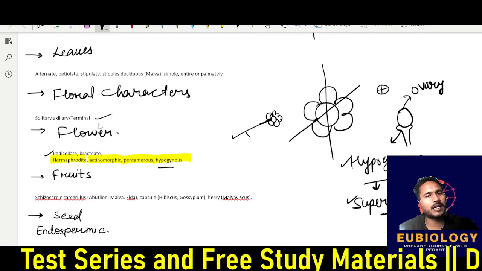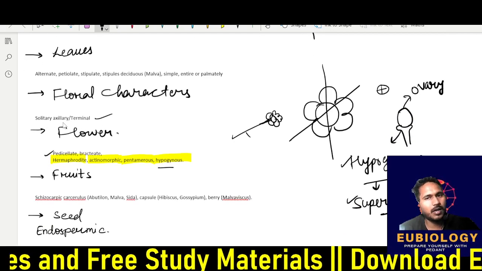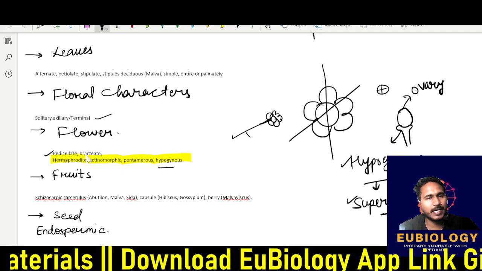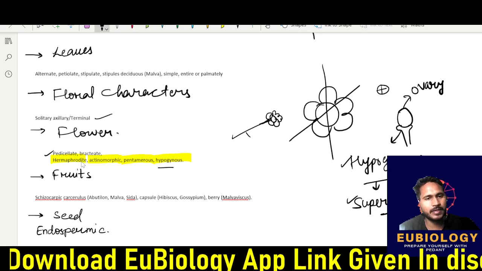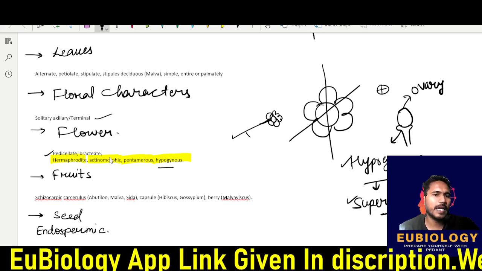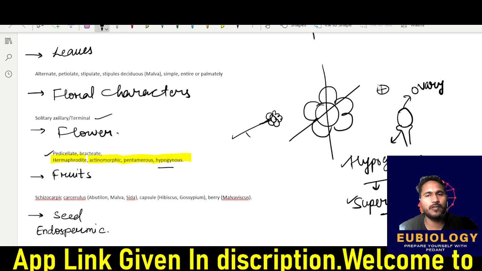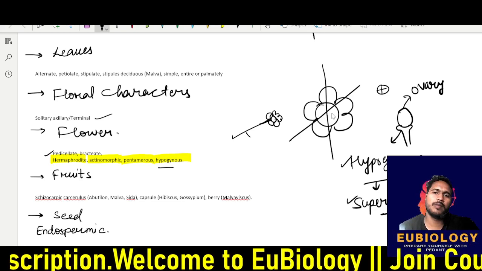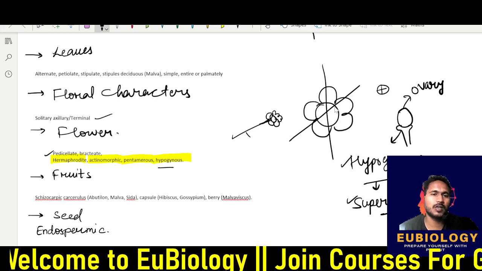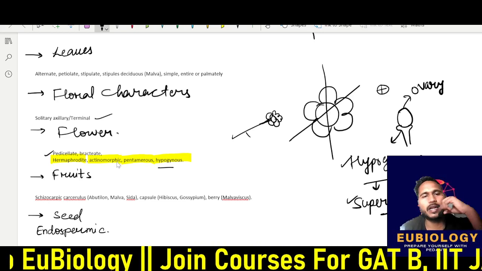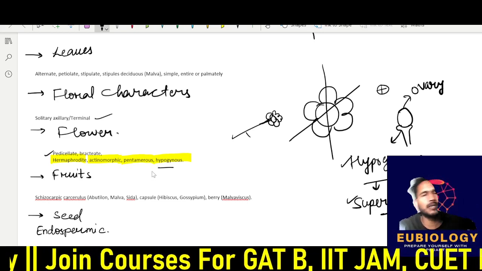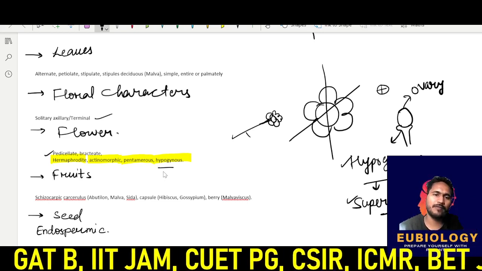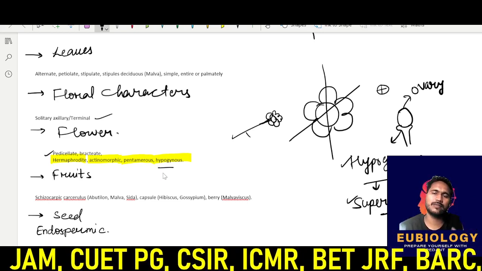The floral characters: the flower is solitary, either axillary or terminal. The flower is pedicellate, bracteate, bisexual, hermaphrodite, and actinomorphic. What does actinomorphic mean? If you cut this flower from the center in any direction, it will be divided into two equal parts. Then it is called an actinomorphic flower. And pentamerous means all the whorls will be in five numbers, like five calyx, five corolla, like that.